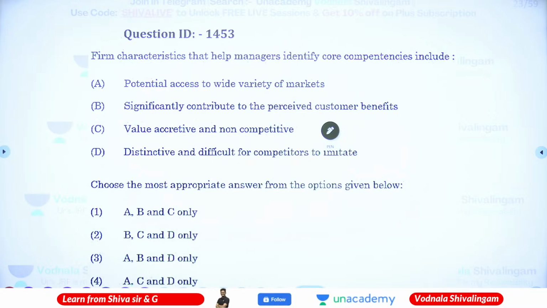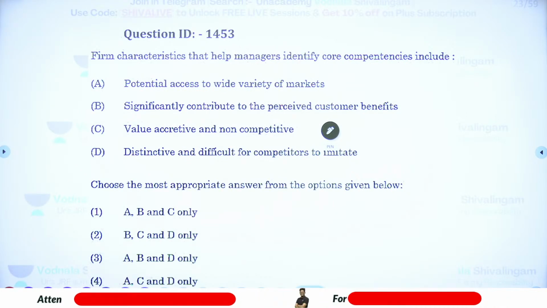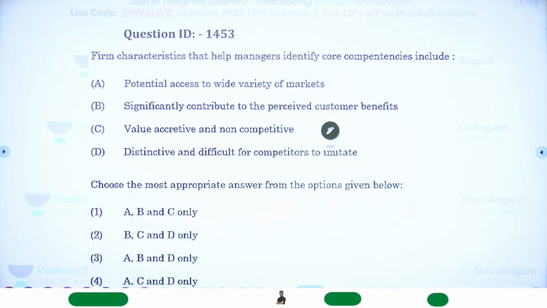Hello, Ranjit. Yes, this is paper 2, Ranjit.